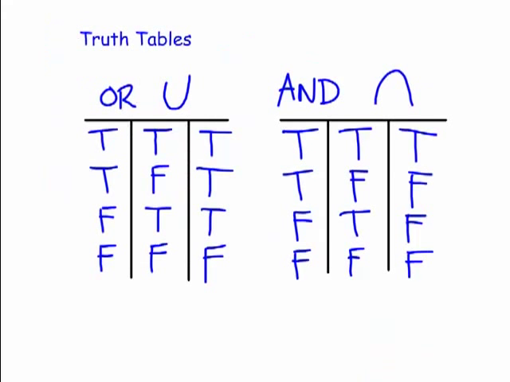So I just want to show you a quick look here. We have some truth tables for the union and the intersection. Union is or, so you can see true or true is true, true or false is true, because one of them is true. False or true is still true, but false or false is false. But when you do the and truth table, you can see that the only one which is true is true and true, because they both have to be true for it to be true.